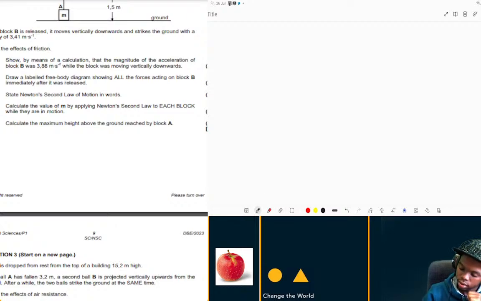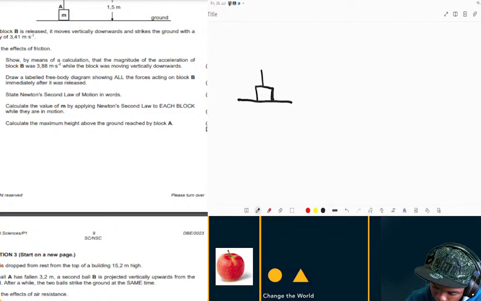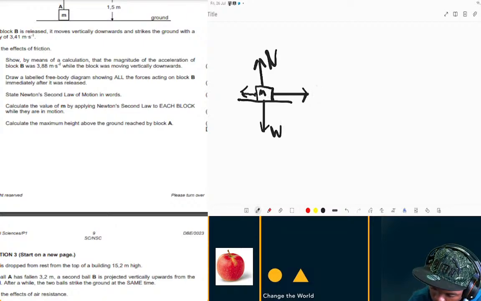Now let's discuss our forces. So let's do a free body diagram. Let's have a scenario. Let's say we have an object that's being pulled. So we have our normal, we have our weight, we have mass M, and we have force applied, and we have our kinetic friction here because this block is moving.